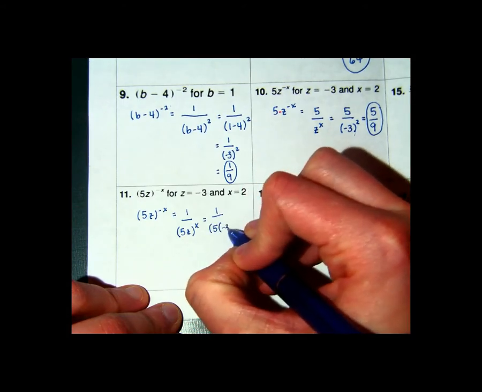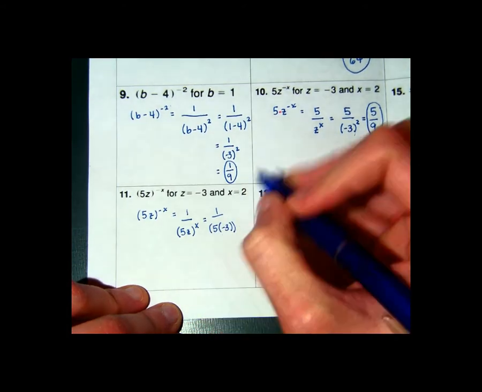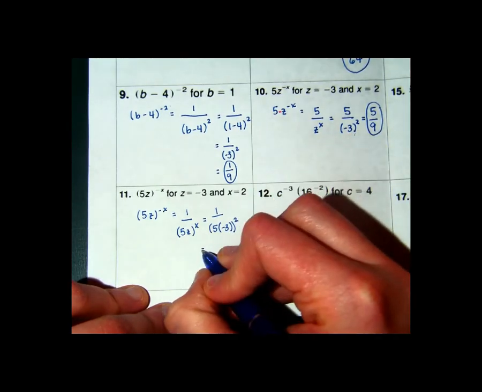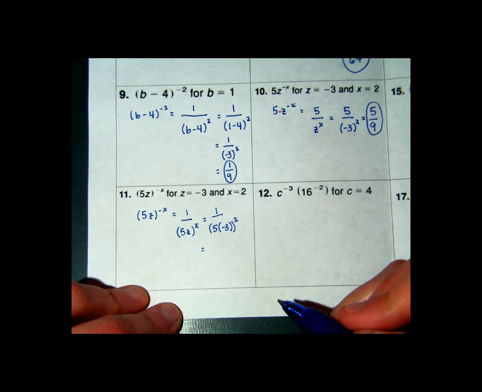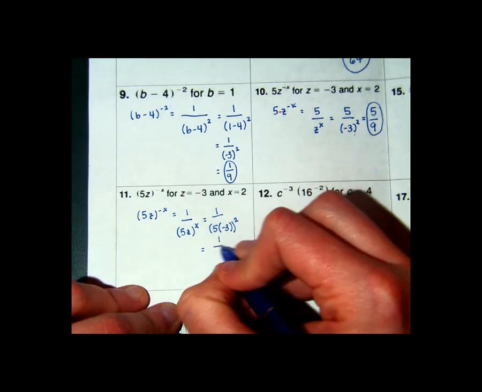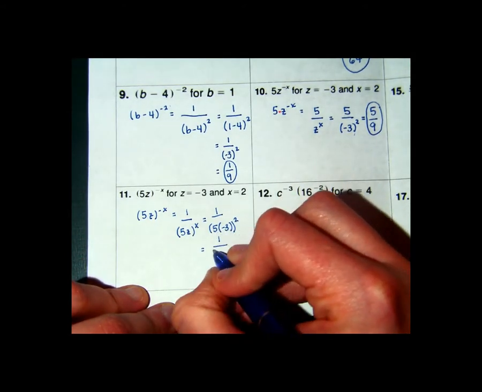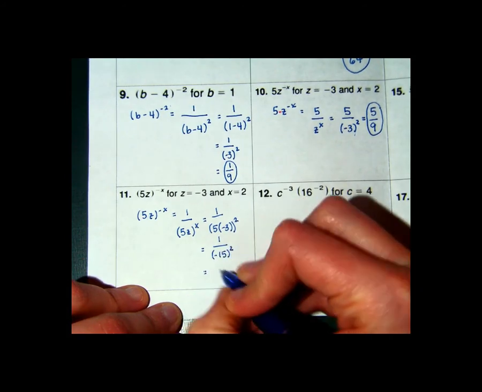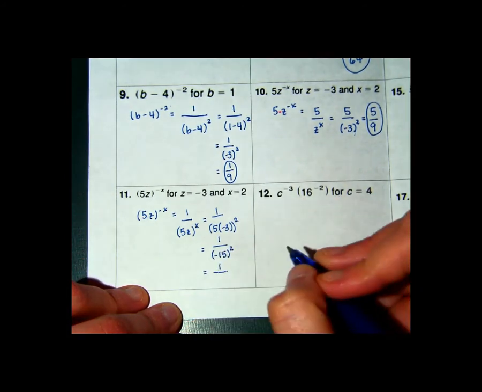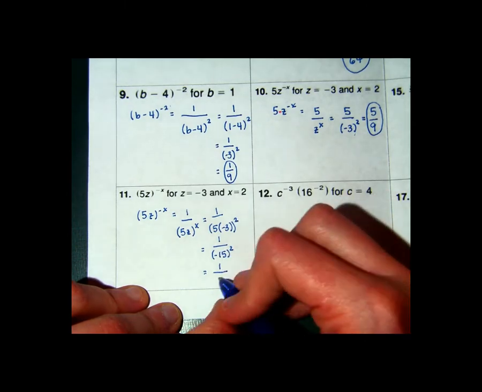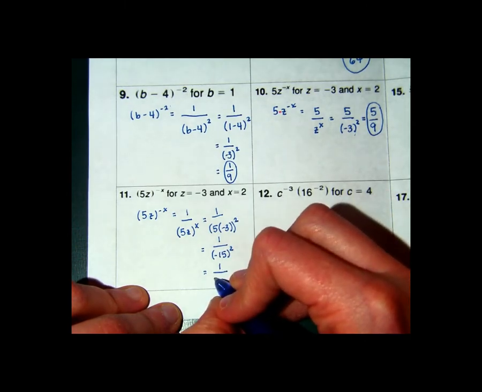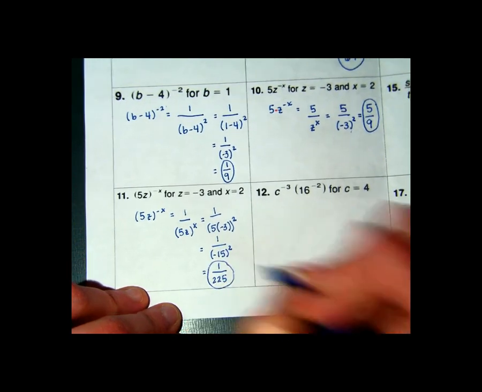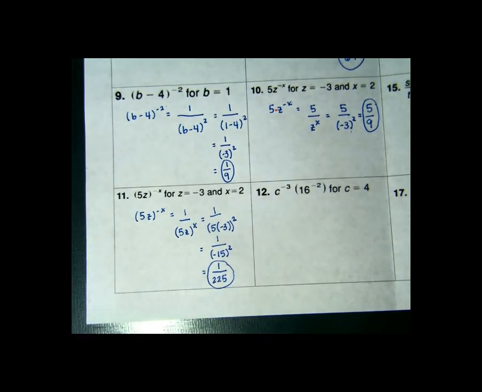Then plug in z is negative 3, in double parentheses there, raised to the second power. Again, I could plug it straight into my calculator if I wanted to. 1 over negative 3 times 5 is negative 15 squared. And that solution is 1 over 225.